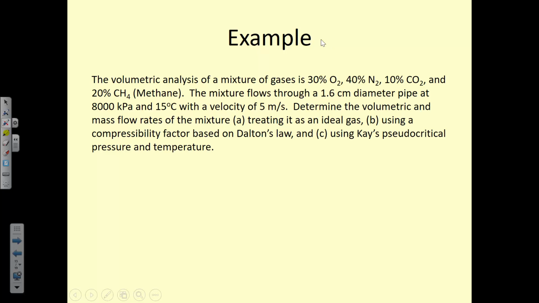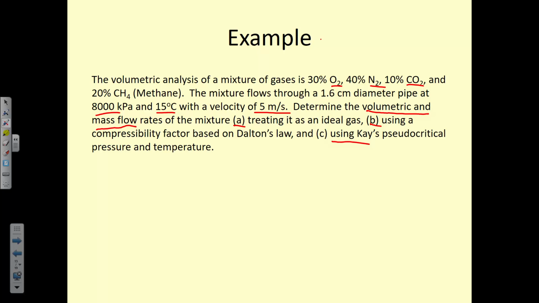Okay. So we have a mixture of gases. It's oxygen, nitrogen, carbon dioxide, and methane. So we have this mixture of gases, and it flows through a pipe at 8,000 kilopascals and 15 Celsius with a velocity of 5 meters per second. So we have to determine the volumetric flow rate and the mass flow rate of the mixture first, treating it as an ideal gas. Second, using a compressibility factor based on Dalton's law, and then third, using Kay's pseudo-critical pressure and temperature. So this will be really fun.